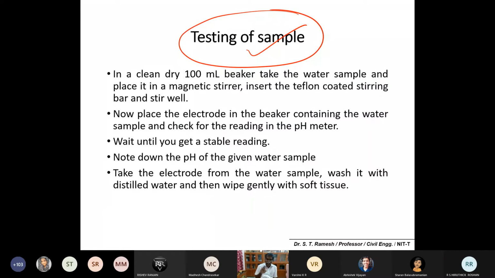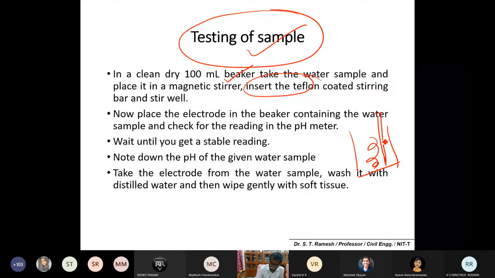What you do now? The instrument has already been calibrated. Take 100 ml in the beaker and add your Teflon coated stirring bar. Switch on the magnetic stirrer. Automatically it will mix your sample, and keep your calibrated pH electrode inside. Then you just wait for the stable reading.